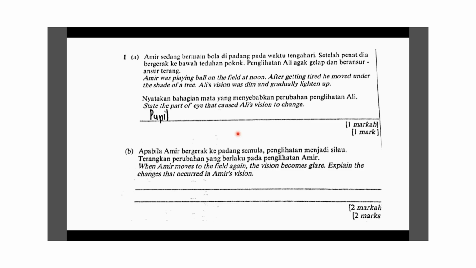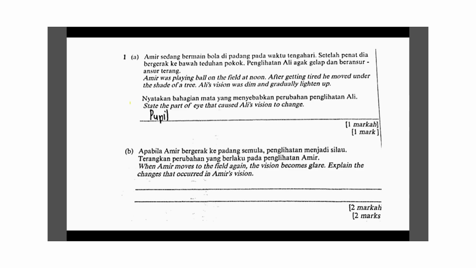So, in this part of the question, they say that Amir was playing ball on the field at noon. After getting tired, he moved under the shade of a tree. Ali's vision was dim and gradually lightens up. So, the first thing that you want to do for KBAT questions is that you want to make sure that you have the keywords highlighted.